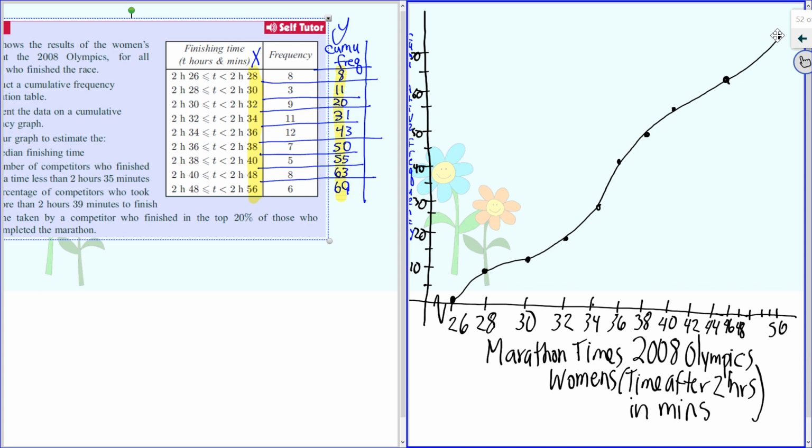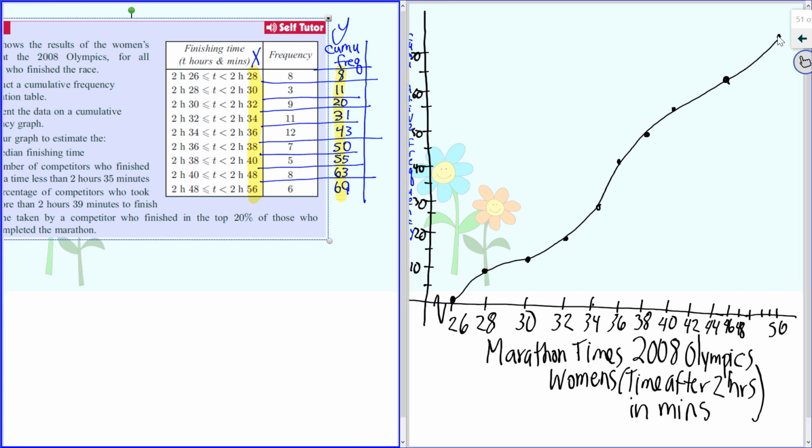And the convention is to start the lowest time at 0 people or 0 data points. I guess someone could get 2 hours and 26 exactly, but that's the convention, that you start your lowest at 0. So that's why I started that on the horizontal axis there. Questions on the graph? Okay, let's go to the questions then.